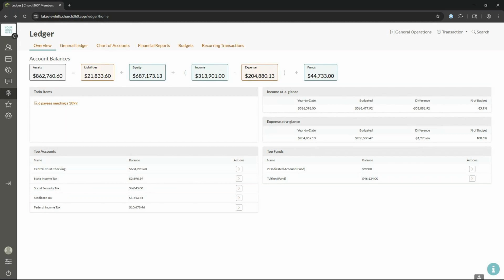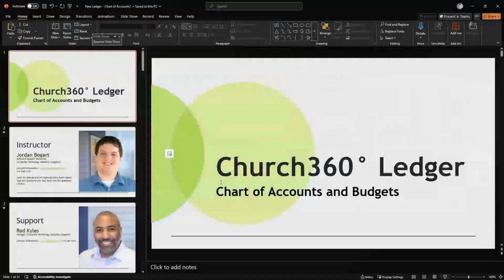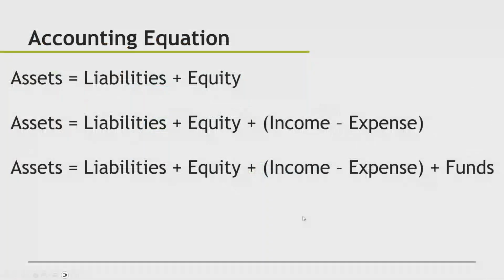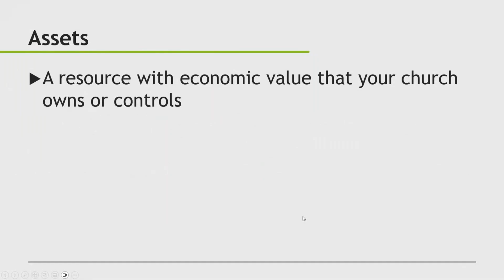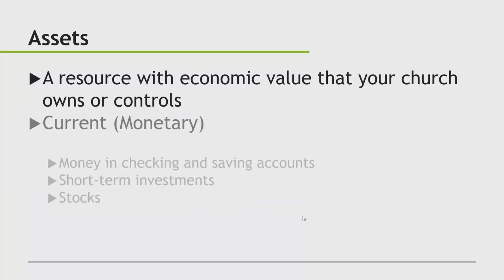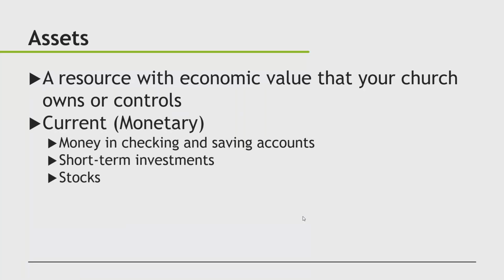Okay, well, the next thing I want to dive into is our chart of accounts. So let's go ahead and talk a little bit about assets here to start off with. So assets. Well, very simply, assets are a resource with economic value that your church owns or controls. We can think about these in two categories. We can think about current assets or monetary assets, and this is like money in your checking account, savings account, short-term investments, stocks. So anything that you can readily turn into liquid cash that you could use to spend on whatever your church might need.